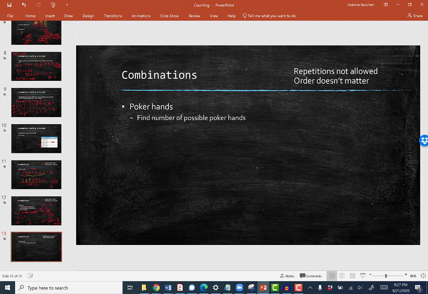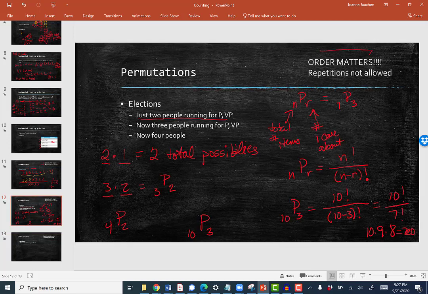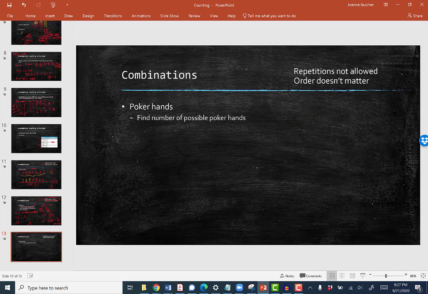So that is permutation. When we move on, combinations is again a little bit of a step further. In permutations, I really care about order. Order really matters. In combinations, order does not matter. Repetitions are still not allowed, but I don't care about order anymore.